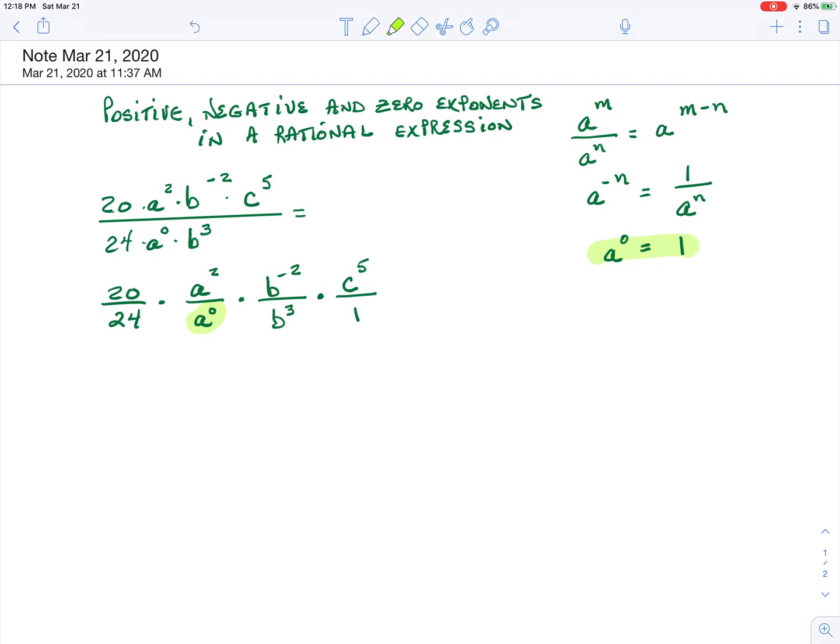And at the same time I'm also noticing here that I've got some numbers that can be reduced. So let me do a couple of things here at once. I'm going to go ahead and reduce this 20 over 24 using a common factor of 4. So that's going to come down to a reduced form of 5/6, and then out here I'm using my rule a raised to the 0 power is equal to 1. So a to the 0 can be replaced with 1.